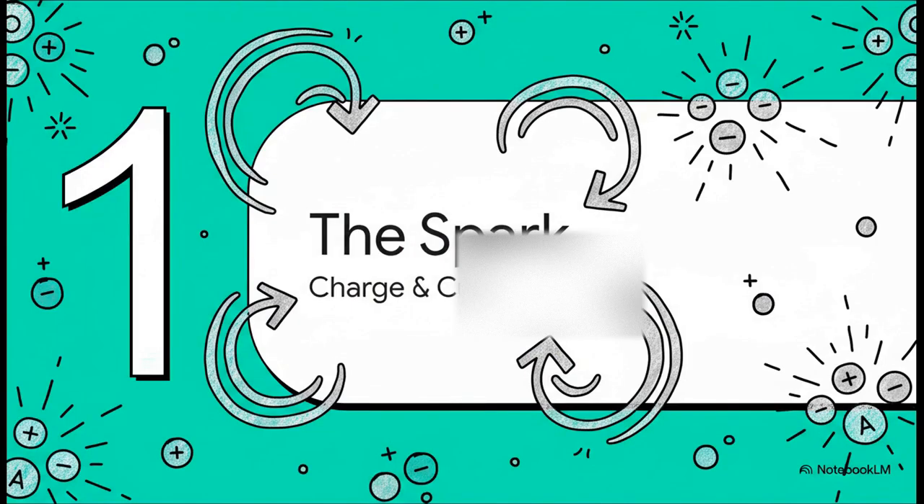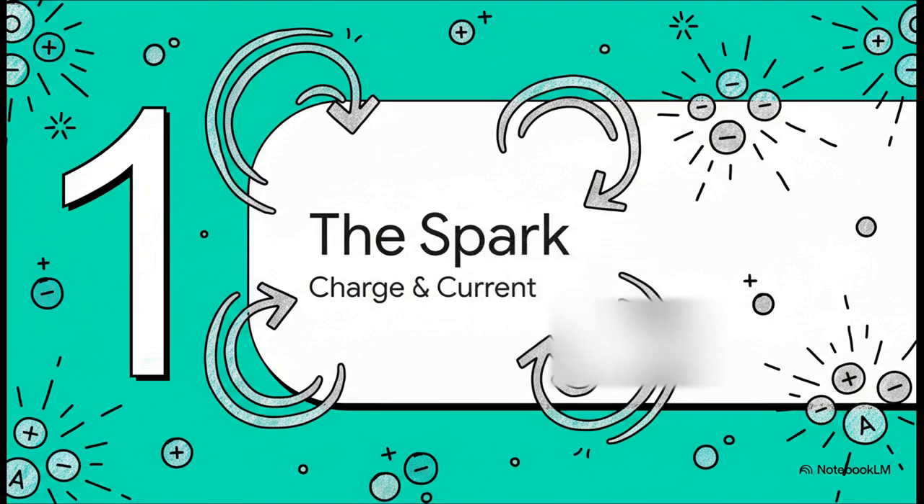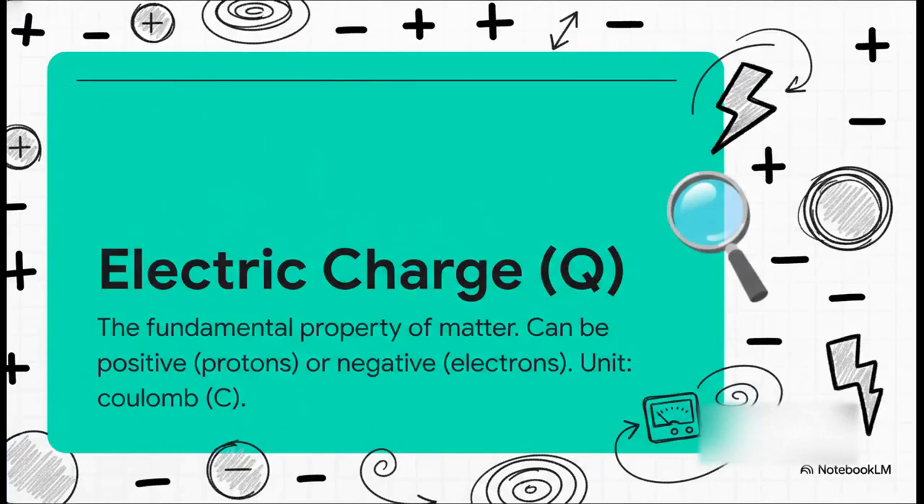Okay, so every toolkit needs the basics, right? The hammer, the screwdriver. For us, that starts with the absolute fundamentals, the tiny little particles that are the spark of it all, and what happens when they get moving. So it all, and I mean all of it, starts with charge. It's a basic property of stuff, just like mass. Deep inside atoms, you've got these positive protons and negative electrons. That's charge. And that's the little seed that all of electricity grows from. We measure it in something called coulombs.